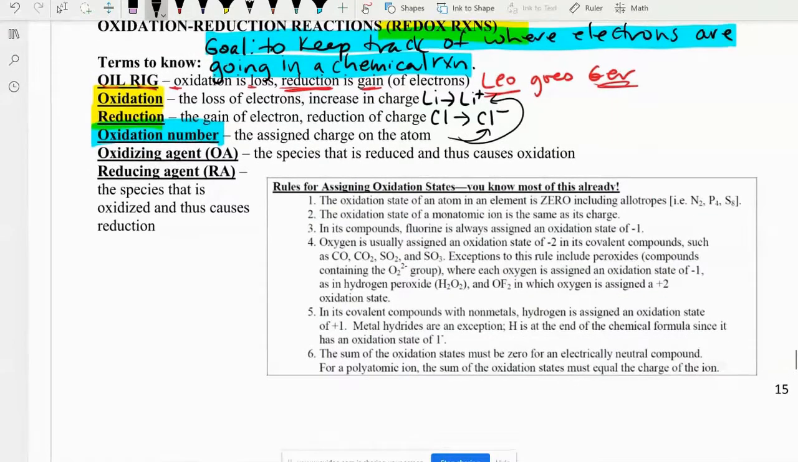Now, in any particular redox reaction, you're going to have something called the oxidizing agent and the reducing agent. And we'll get a little bit of practice with this when we see some examples coming up here in our notes. But an oxidizing agent is simply the species in the reaction that reduced, thus causing something else to become oxidized. All right. And then the reducing agent is the species in a chemical reaction that is oxidized and therefore causes something else to be reduced. We will get some practice in just a second.